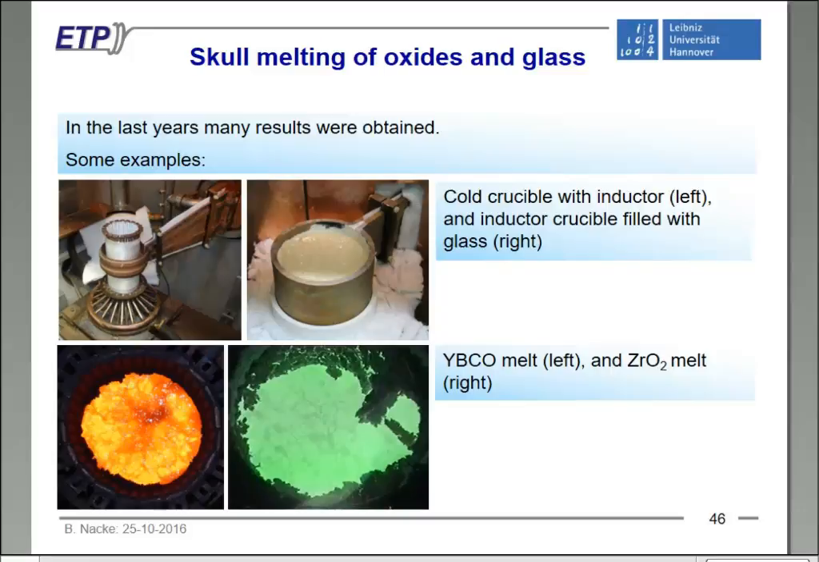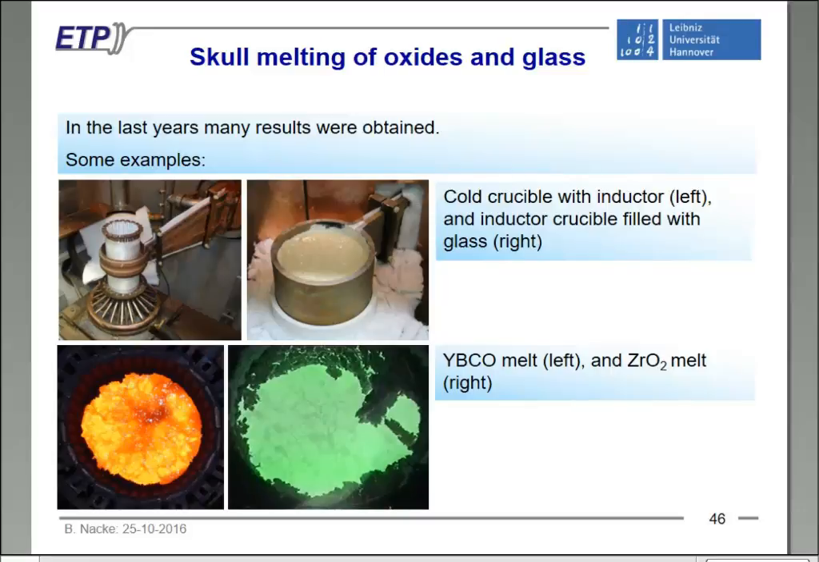But we also have investigated glass melting, and for glass melting we have used another type. We call it inductor crucible. That means here the crucible is a one-loop coil, which is the inductor itself. So we don't need two parts. We have only one part. The inductor itself is the crucible itself, so we got a better efficiency compared to this type here. We have successfully used this for glass melting.